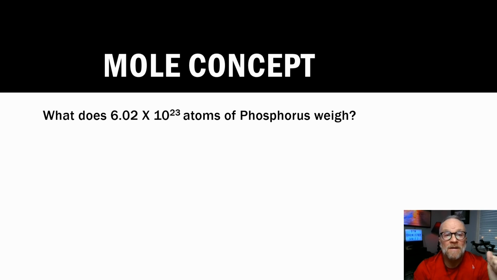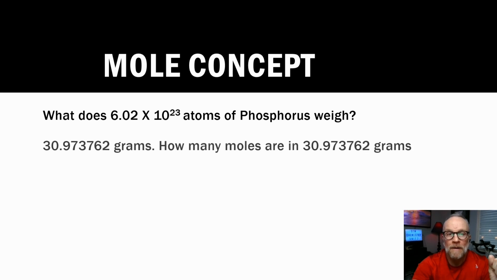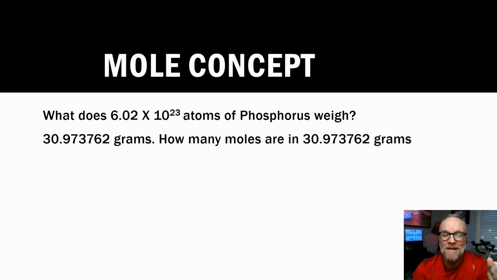What does 6.02 times 10 to the 23rd atoms of phosphorus weigh? Okay, I'll let you think about that for a minute. You can look it up on the periodic table. It would weigh 30.973. You know, that's a big old long number. It must have a very precise scale to weigh something with that many decimals out, right? How many moles are in that? Well, 1 mole weighs that amount. We find that on the periodic table.